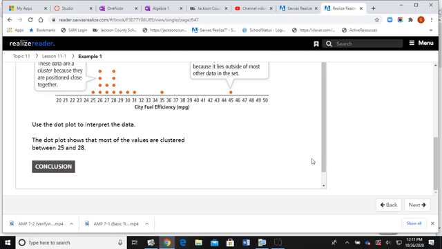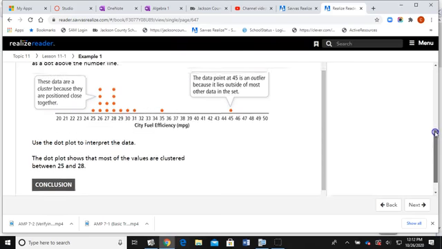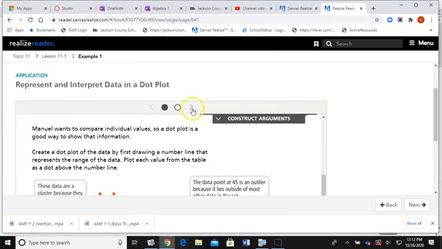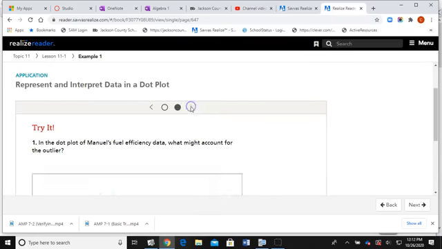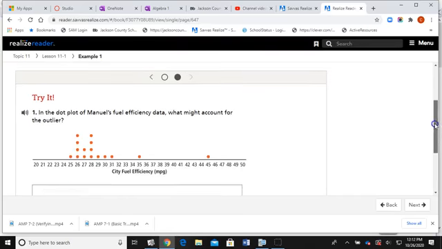Okay? Everybody good? It says use the dot plot to interpret the data. The dot plot shows that most of the values are clustered between, like I said, I would have said 26 and 28. They said 25 and 28. Everybody good on that? Easy peasy. Our next one. We get to try it.